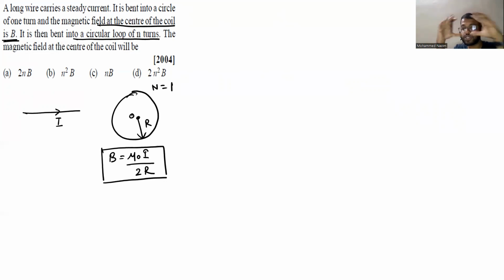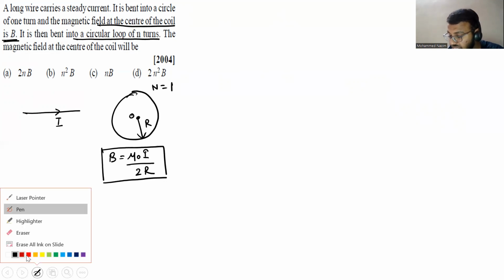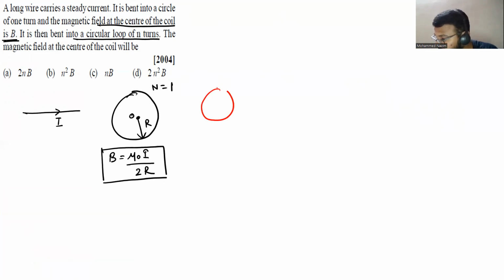So don't you think the radius is going to shrink because it is the same length? With the same length, you have to bend it into n turns. So obviously the radius is going to shrink. How many turns are there? Capital N is equal to small n number of turns are there. So radius is going to shrink. So obviously the radius will become R dash.